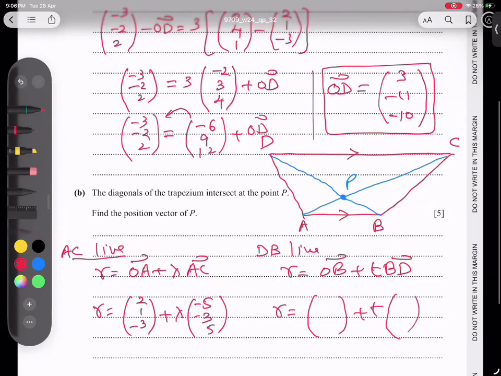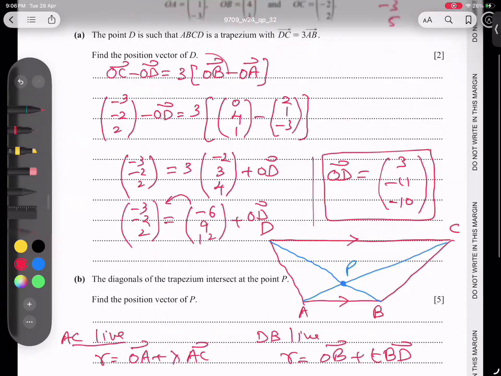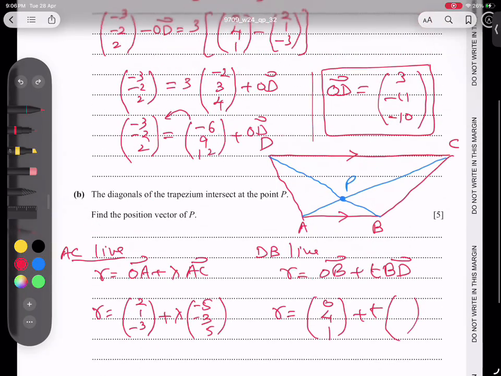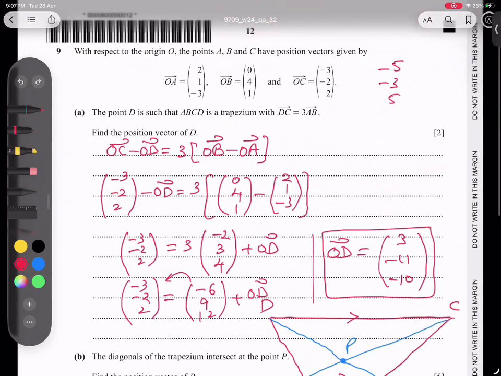So OB is where, students? OB is this: 0, 4, 1. And now BD, students, how to find BD? BD means OD minus OB. Repeat my words, OD minus OB. So OD minus OB, this minus that.